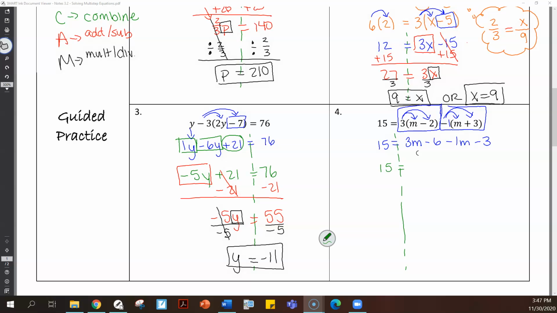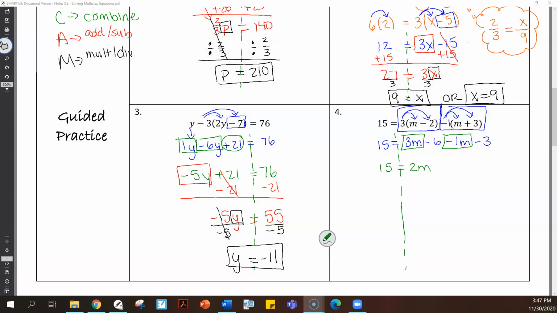On this side, I have a 3m and a -1m. Both of those have m's, so they are like terms. I combine those by adding their coefficients. 3 plus -1 is 2m. Again, make sure you're checking those calculations in Desmos or in your calculator.